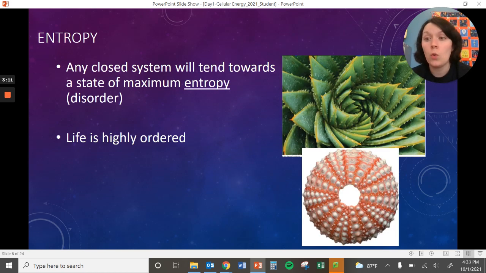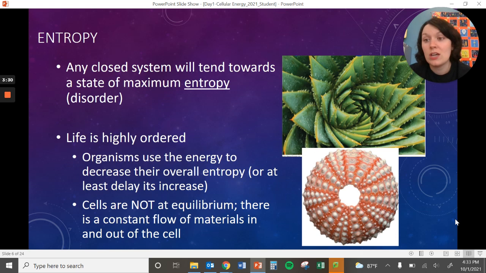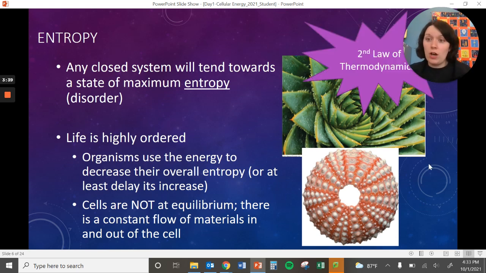In order to get this ordered nature of our living creatures, organisms use energy and are constantly inputting energy into their system in order to decrease that disorder or entropy. Okay, so notice here that a closed system will go towards disorder. Our cells and our bodies are not a closed system. They're not at equilibrium because we need that constant input of energy. This is our second law of thermodynamics, the idea of entropy.